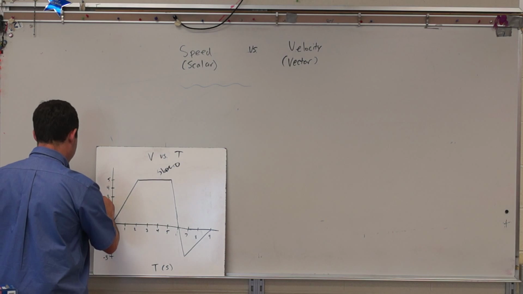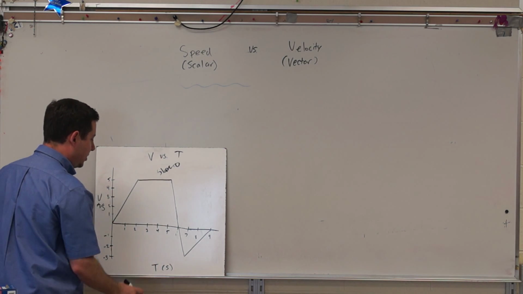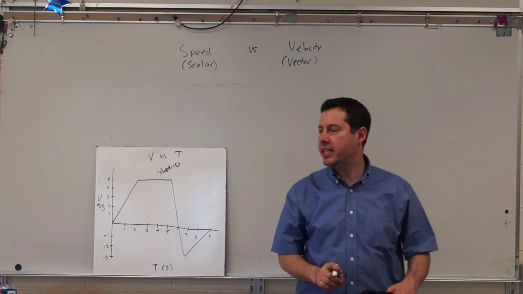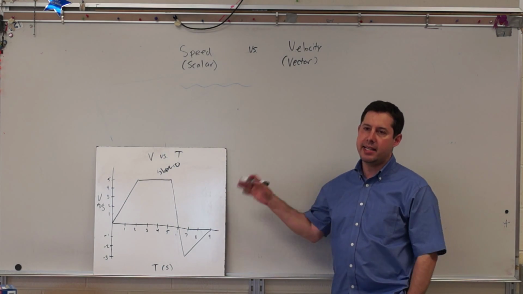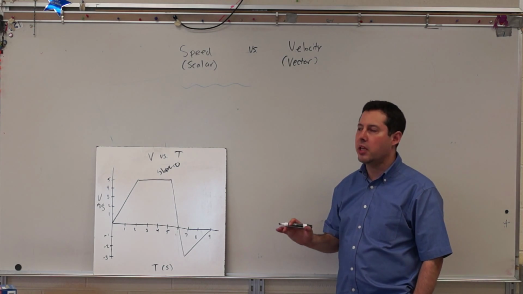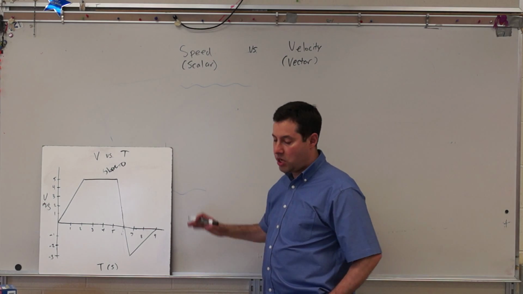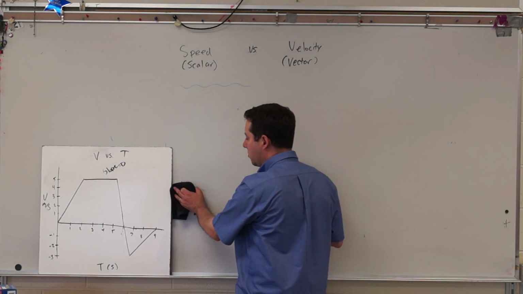So now v is in meters per second. Time is still in seconds. And the graph looks exactly the same. And you might think it's the same kind of motion, but in fact it's not even remotely. Just changing the axes has made a very important, profound change in what this graph demonstrates.